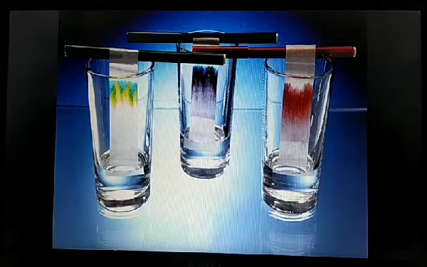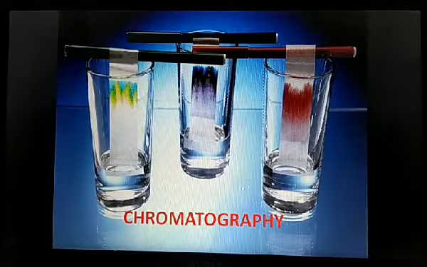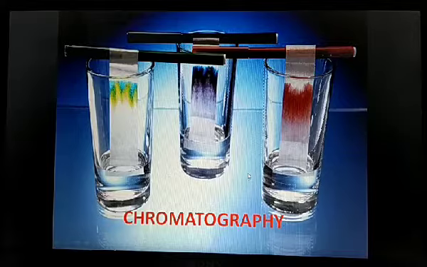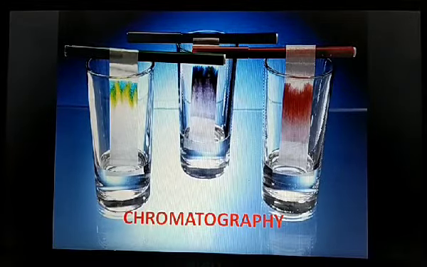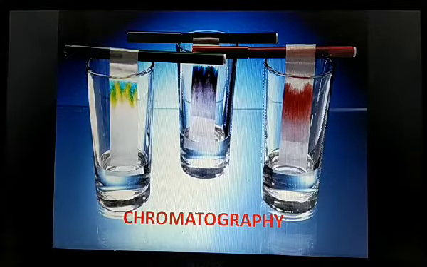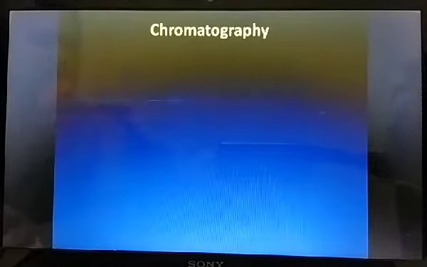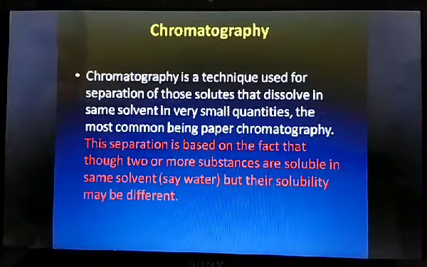Now, the next technique is chromatography. Chroma is a Greek word which means colors. So initially this technique was used for separating out colors, therefore the name chromatography. So let's see what is chromatography first. Chromatography is a technique used for separation of those solutes that dissolve in the same solvent in very small quantities. The most common being paper chromatography.